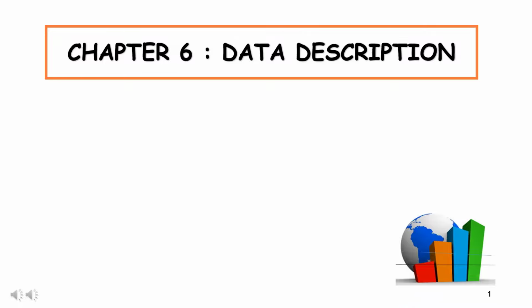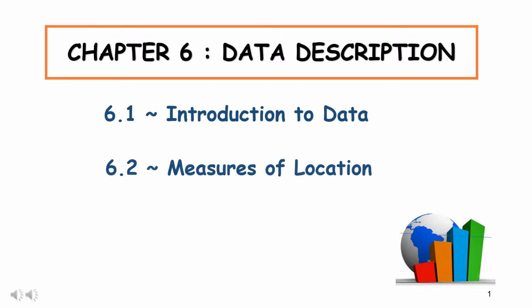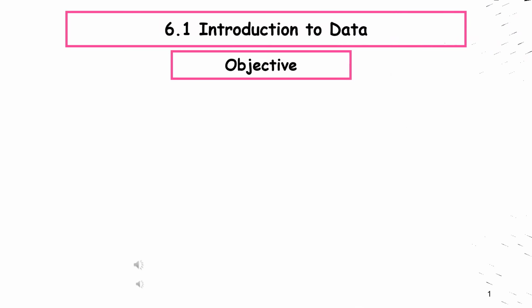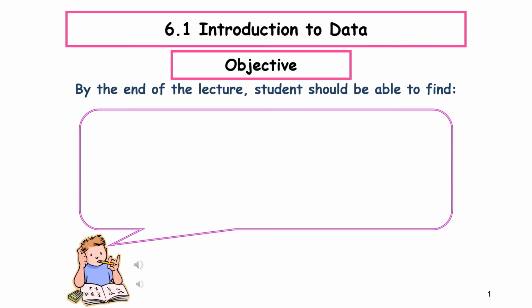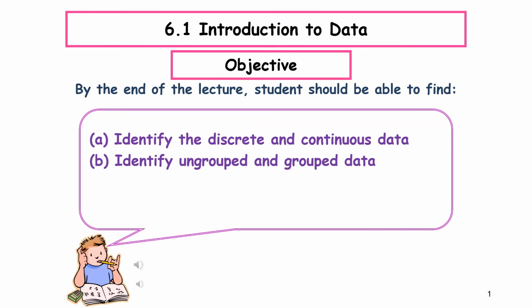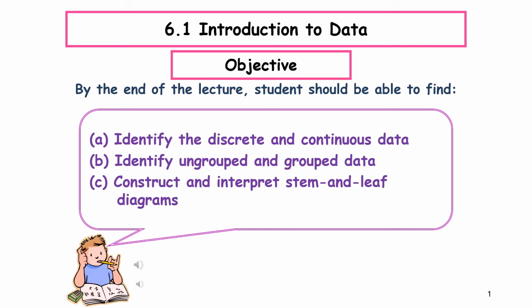Good day, dear students. Today we are going to learn Chapter 6, Data Description. There are mainly 3 subtopics to be covered in this chapter, which are Introduction to Data, Measures of Location, and Measures of Dispersion. At the end of today's lesson, all of you must be able to identify the discrete and continuous data, identify ungrouped and grouped data, and construct and interpret stem and leaf diagrams.